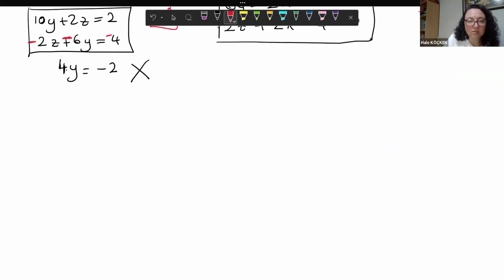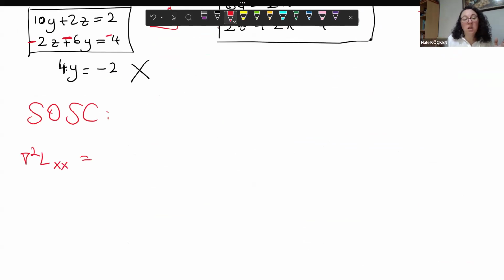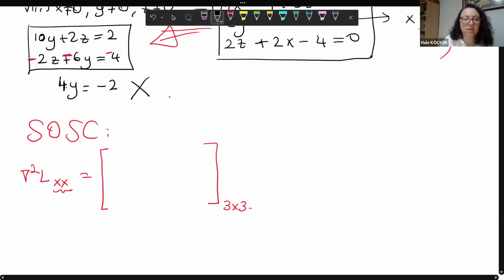So I'm ready to write my second order sufficient condition. For that, I need to write nabla square Lxx. What does it mean? I'm considering the Lagrangian, but just taking the derivative with respect to the x vector, or xyz variables. This is the x vector, not only simply x. So I have 3 variables, so I will write a 3 by 3 Hessian matrix, okay?